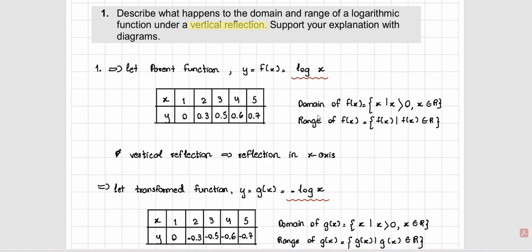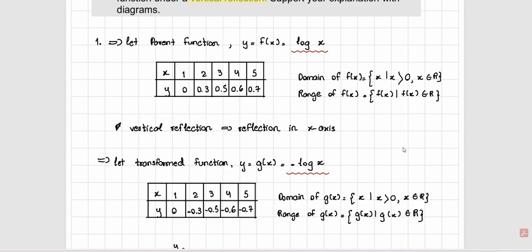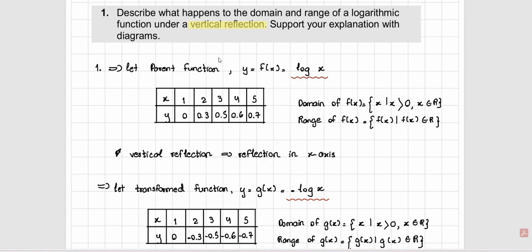For the domain of f of x, like I said before, x has to be greater than 0, not 0 as well, and it belongs to the real numbers. For the range, f of x belongs to the real numbers. It can be anything, since the values of x are greater than 0. So let's go back to the question.